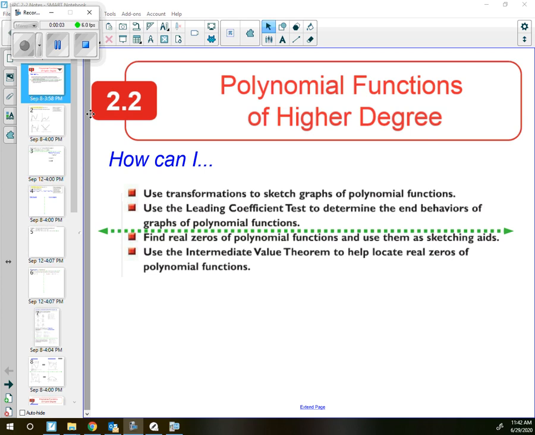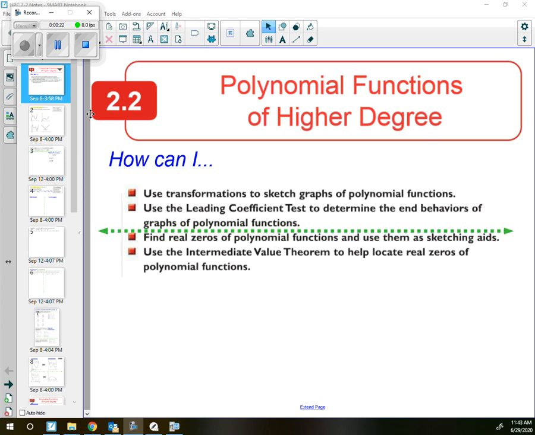Alrighty, so section 2, we're still talking about polynomials. We're going to start getting into polynomials of higher degree. So poly means many, nomials, terms, so many terms, looking at things that have x as their variable, but raised to only whole number powers. So to the first, the second, to the third. So we're going to look at higher degree ones today.